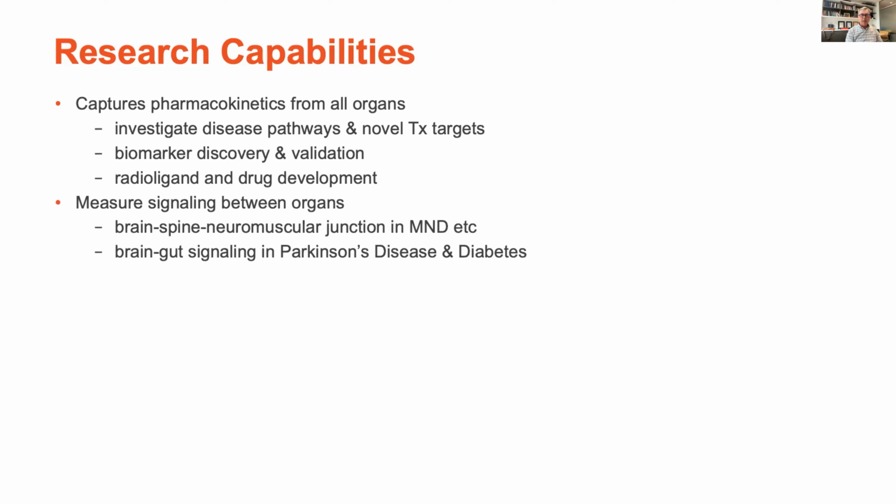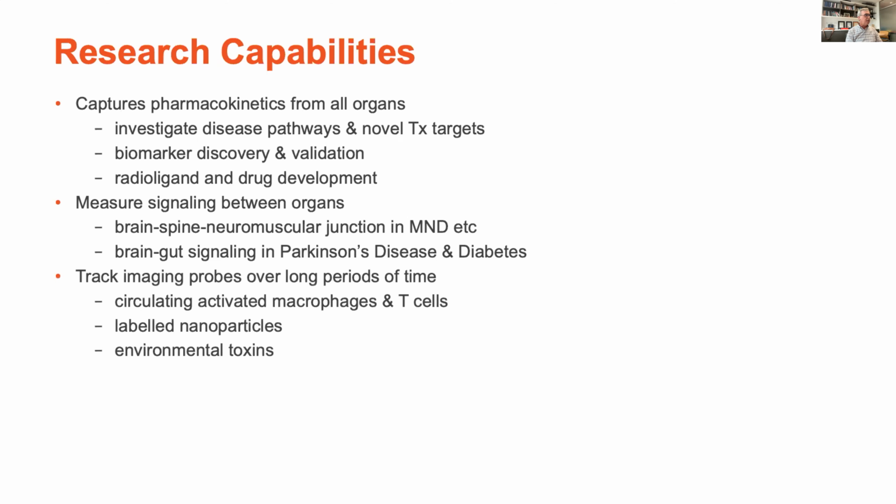You can also measure signaling between organs. Using receptor binding ligands, we can study signaling via neurotransmitters, for example between the brain and the spine, or between the brain, the spine, and the peripheral muscles in neuromuscular conditions such as motor neuron disease, or between the brain and the gut in the case of Parkinson's disease and diabetes.